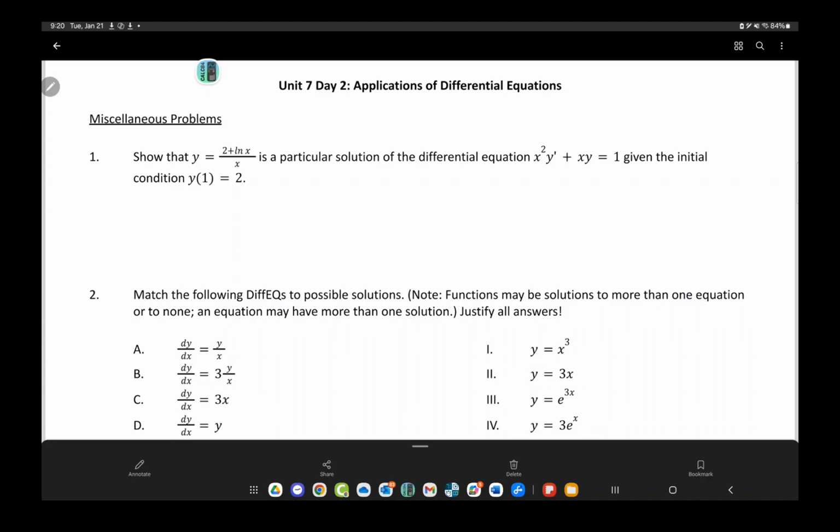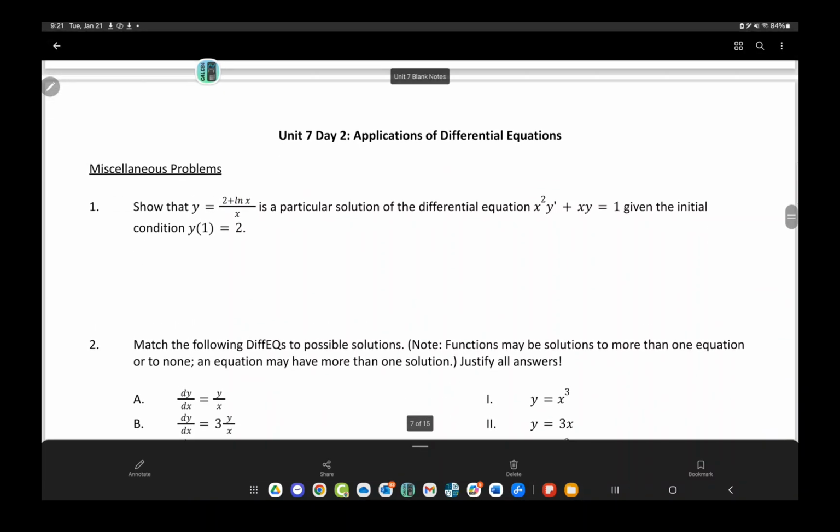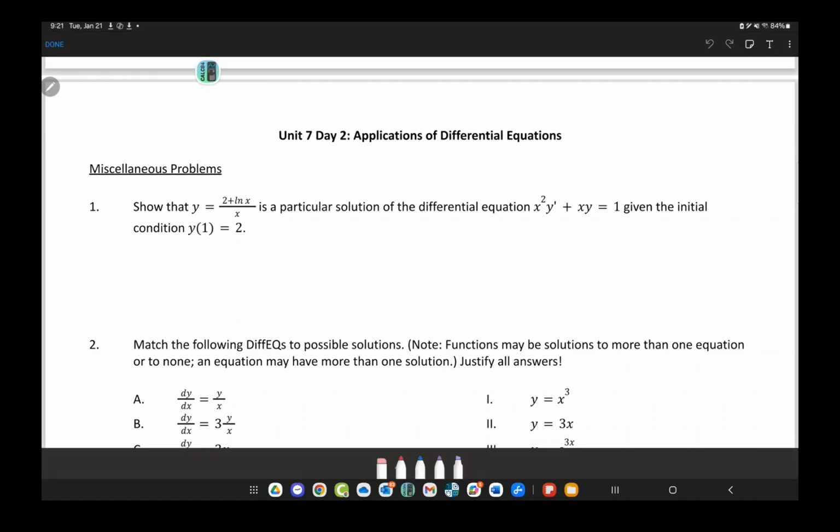So what I'm going to do first is get y prime by itself. Wait, isn't it just saying y, not y prime? I still don't know how to do it, but first, x squared y prime equals 1 minus xy, and then divide by x squared. So y prime equals (1 minus xy) over x squared.